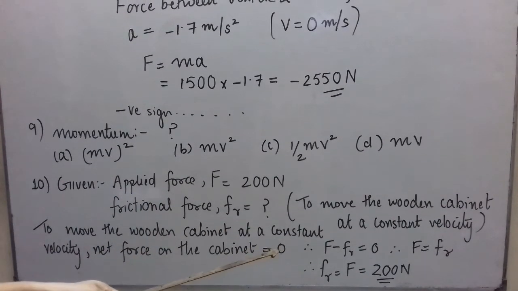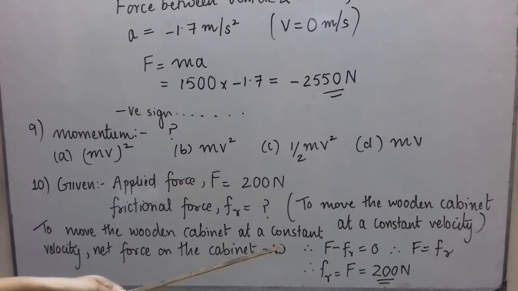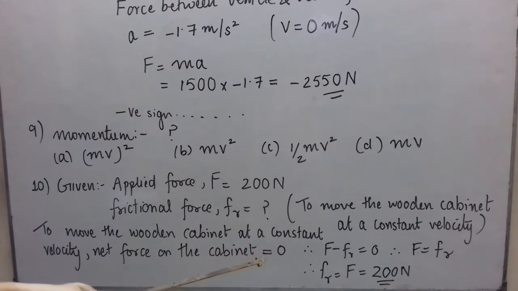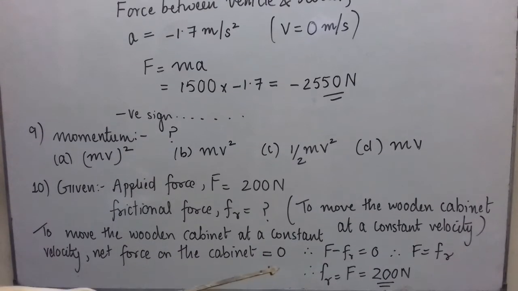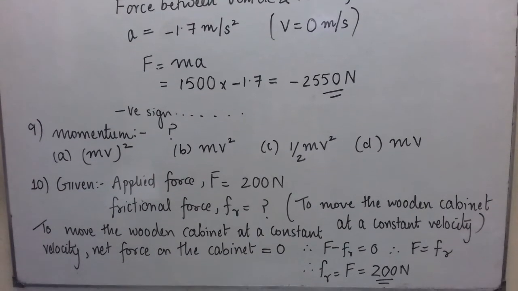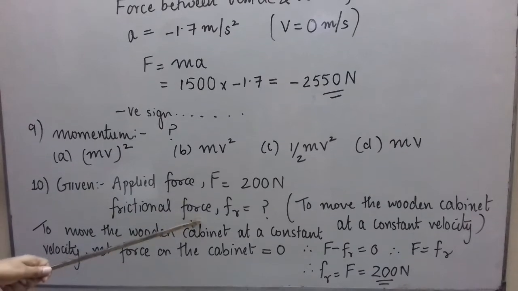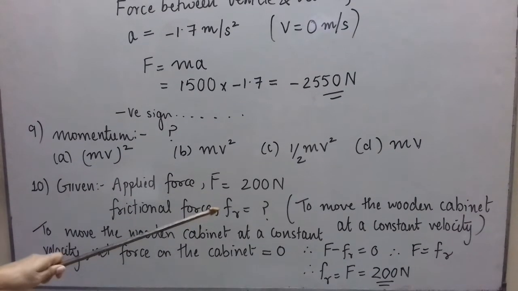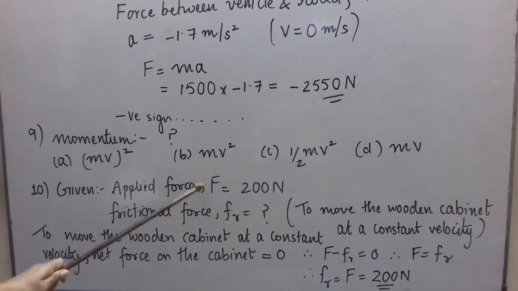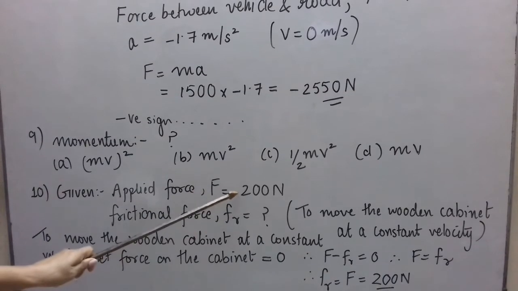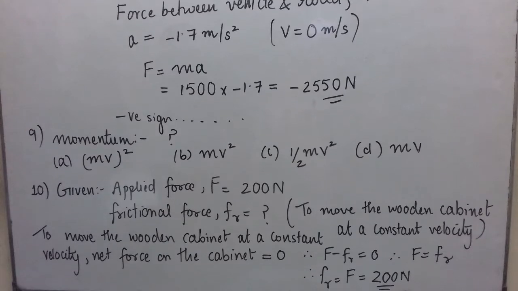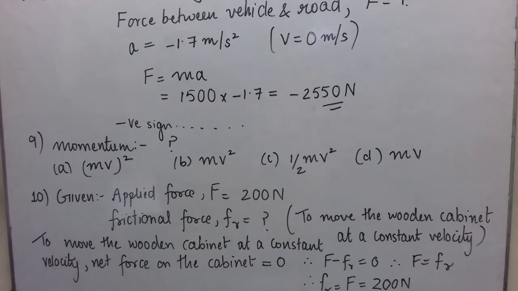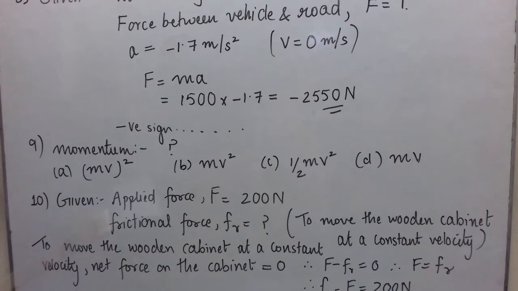If F minus Fr is 0, by doing the simple calculation we get Fr and F are equal, so Fr is equal to F is equal to 200 Newton. It means the frictional force should be numerically, in magnitude, equal to the applied force. So it should be equal to 200 Newton. The direction, we know, will be opposite to the applied force, so as to move the cabinet at a constant velocity. I hope these questions are clear to you. They were quite simple.